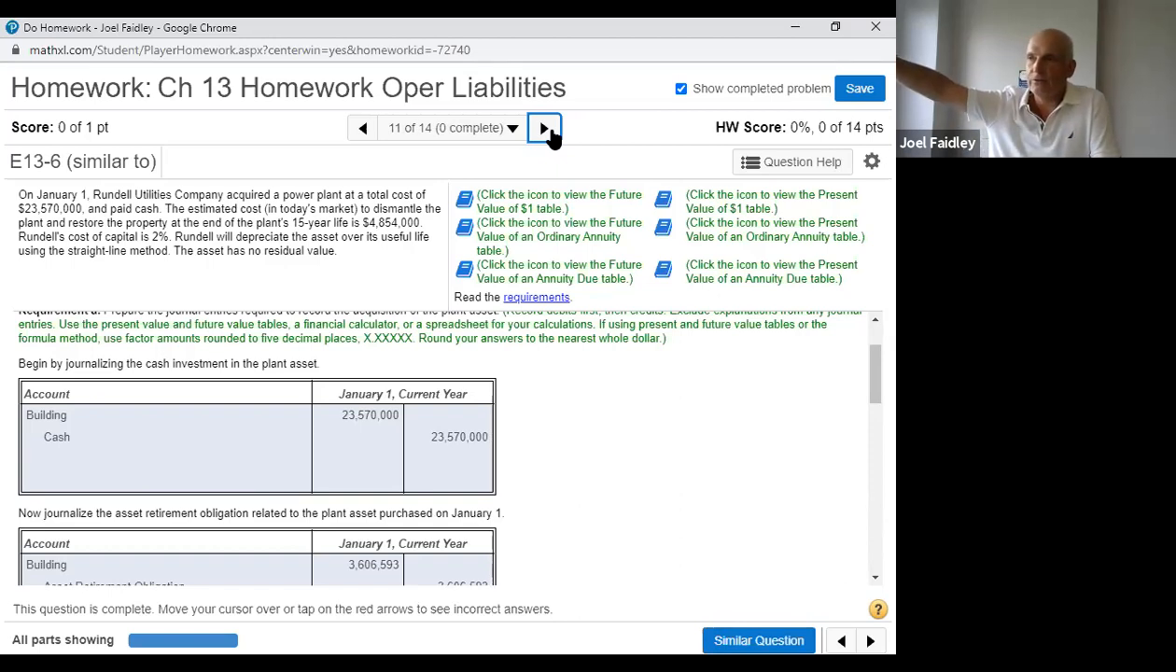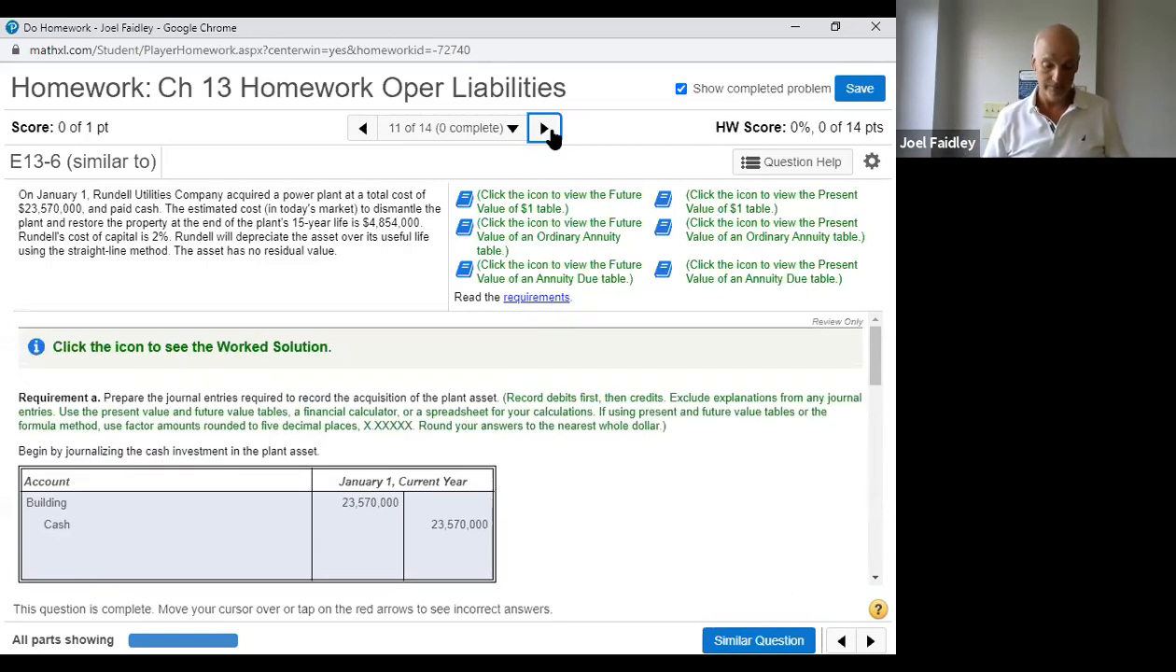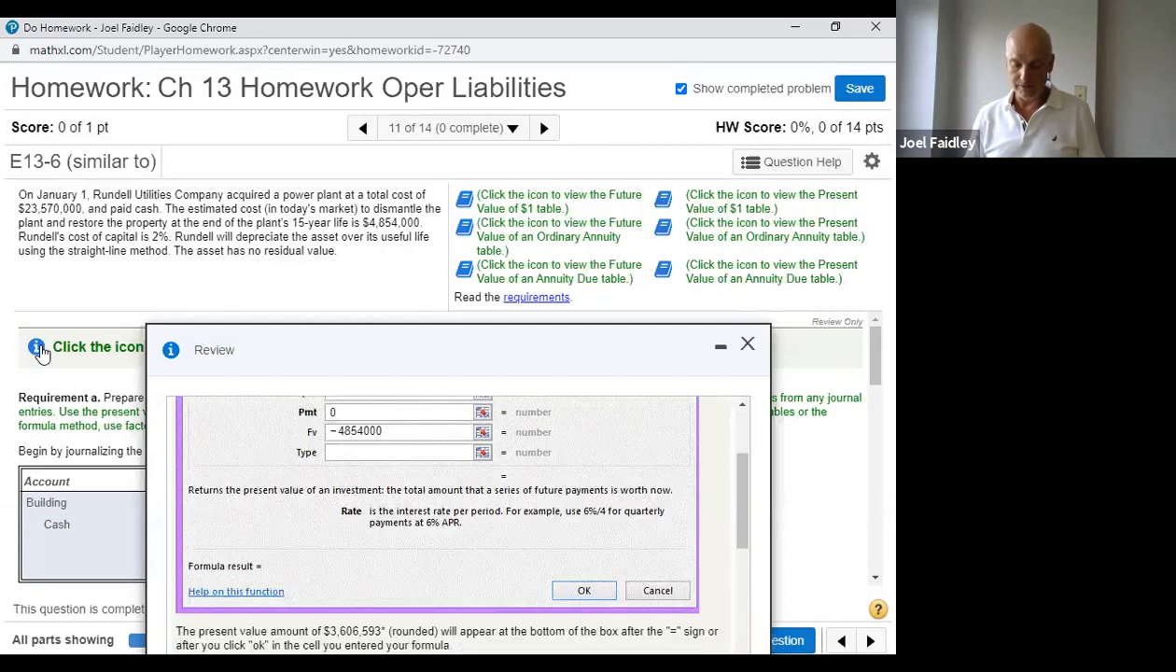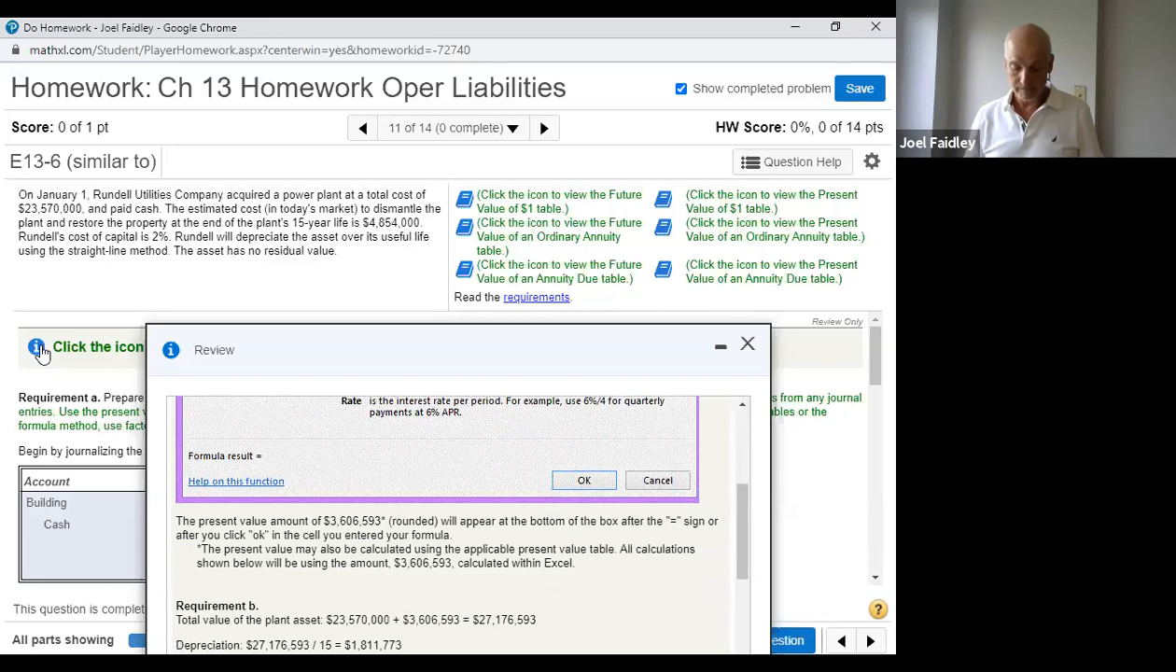So they looked out in the future. That's what they think it's going to cost in those dollars. Well, you've got to put that on your books at today's dollars. So this 4,854, we have to do present value on it. Now you can do it using Excel, which is great. 2% cost of capital, PV, 0.02, 15 years, no payments associated with this, the future value. So what's the present value of that? Looks like 3,606,593.